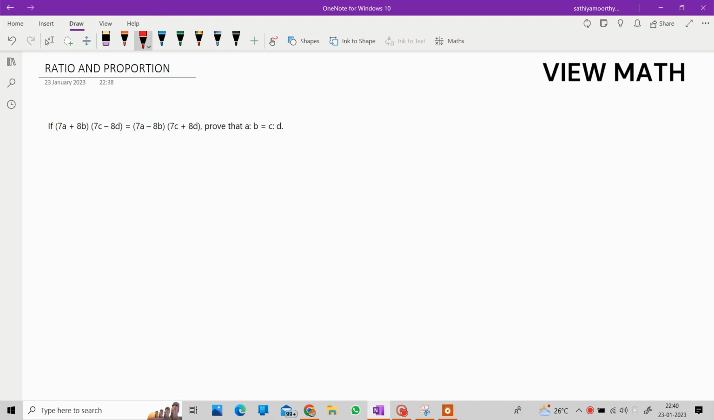(7a + 8b)(7c − 8d) = (7a − 8b)(7c + 8d). Prove that a : b = c : d.